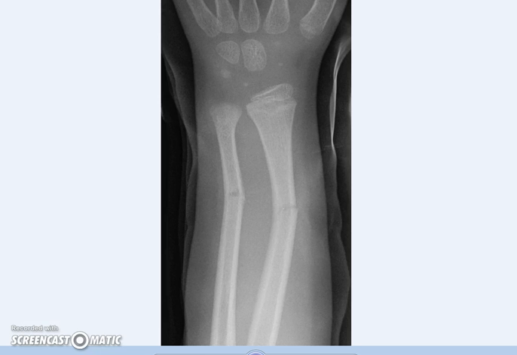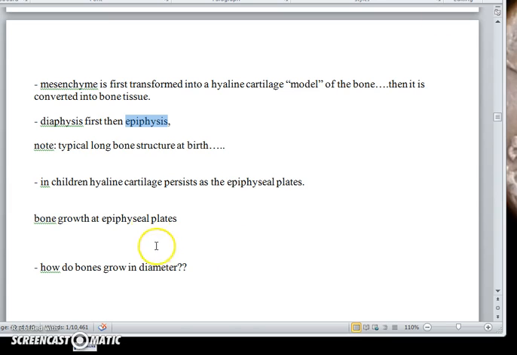Like here, we're going to look at this picture. It's not a good picture. This kid's got growth plates right there. This is also a baby's bone, not exactly what I'm about to show you. All right, so typical long bone structure at birth, and here's where we want to write: diaphysis, bone, epiphyses, cartilage. All right, so diaphysis bone, epiphyses are cartilage.